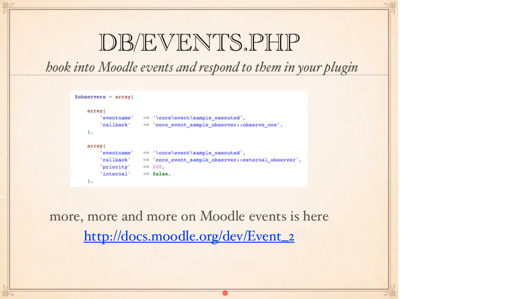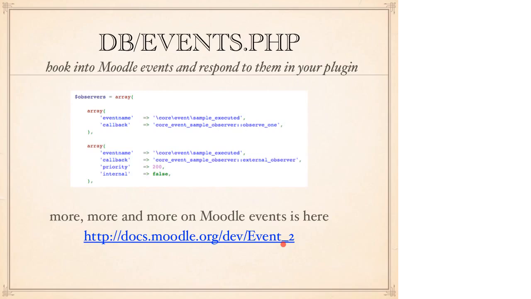So in the events.php, which is also in the DB folder, you can hook into Moodle events and respond to them in your plugin. And that's a really good thing to do. But to do that, you kind of need to know what events there are. And those events are listed here in this URL. This, by the way, this PDF is actually available on the page for this presentation on iMoot 2014's website. So you can just download that, and you'll have all this information without having to write it down.